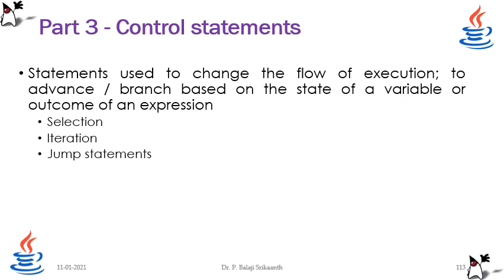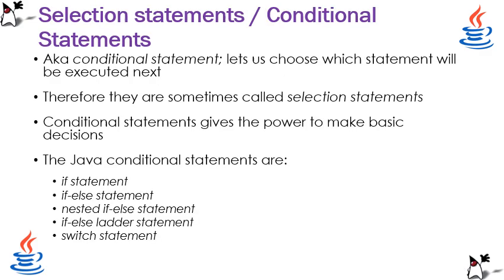Now let us take up control statements. Control statements are used to change the flow of execution, either to advance or to branch to another part of the program based on the state of a variable or outcome of an expression. Totally, there are three control statements. One is selection, next one is iteration, last one is jump statements. Let us take up the selection statements or conditional statements.